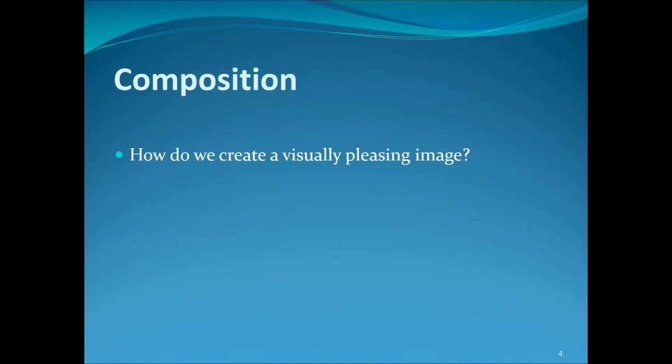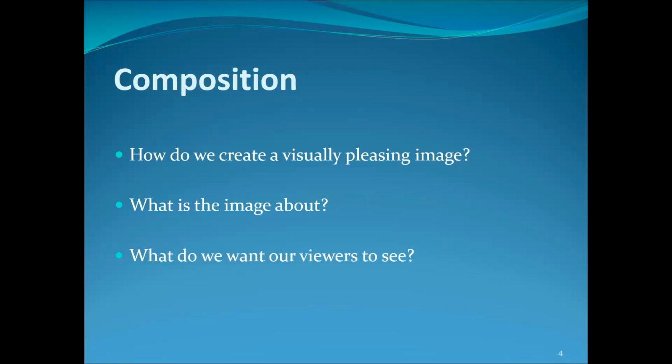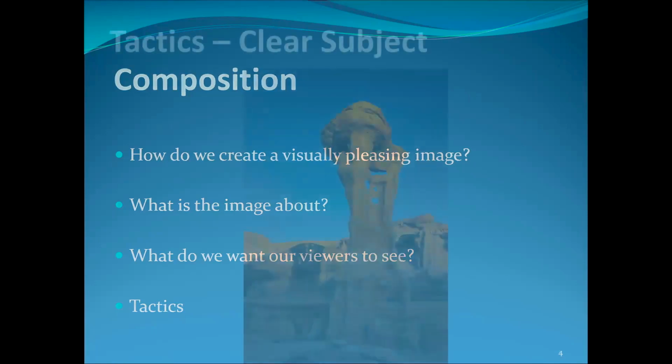What is composition? It's how do we create a visually pleasing image? It is telling our viewers and ourselves what is the image about and what do we want our viewers to see. So in thinking about composition, these are the things that we're trying to accomplish. And what I'm going to do next is talk about tactics to help get us there. And I have a bunch of slides and pictures that, again, are just kind of a random list of things that have helped me present better composed images and help my photography in general.